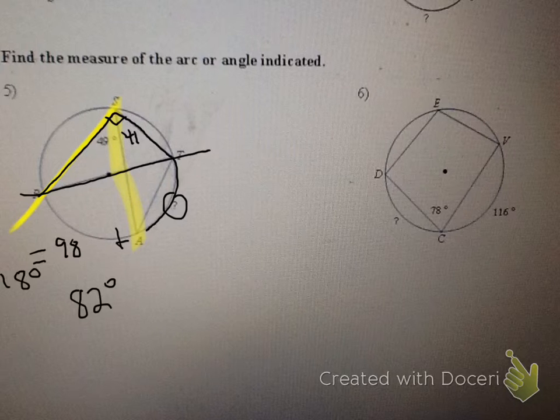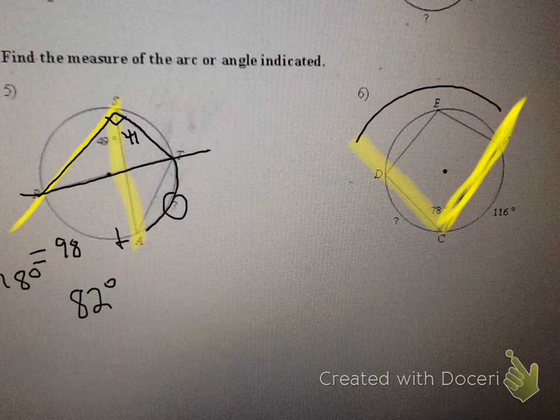You should have a 90-degree angle. Okay, going to the second one, trace your arc, use a highlighter, and see what you have left. That means this whole thing is 2 times 78, which is 156. This much is 116.